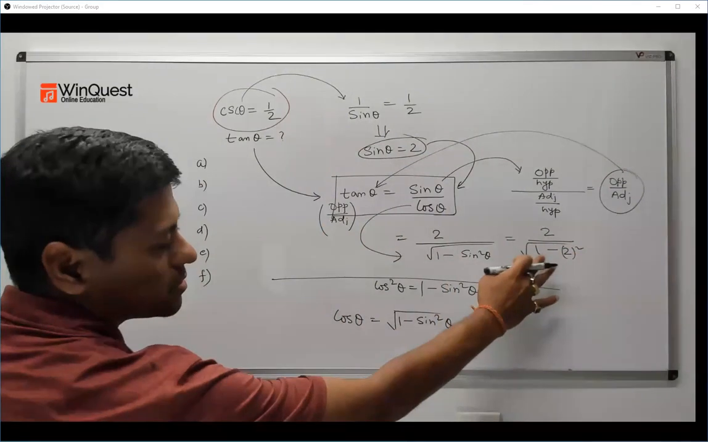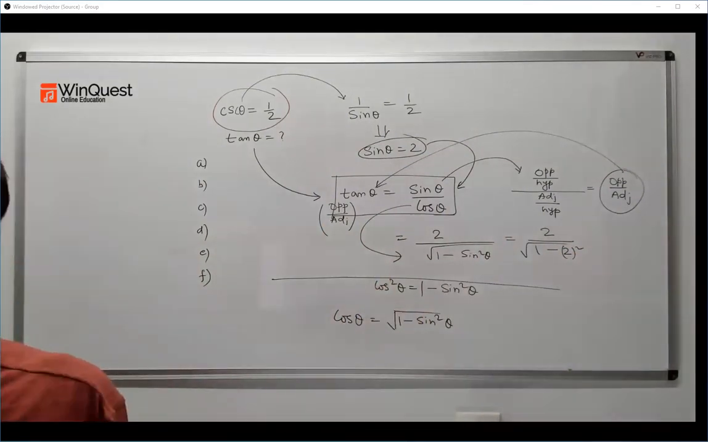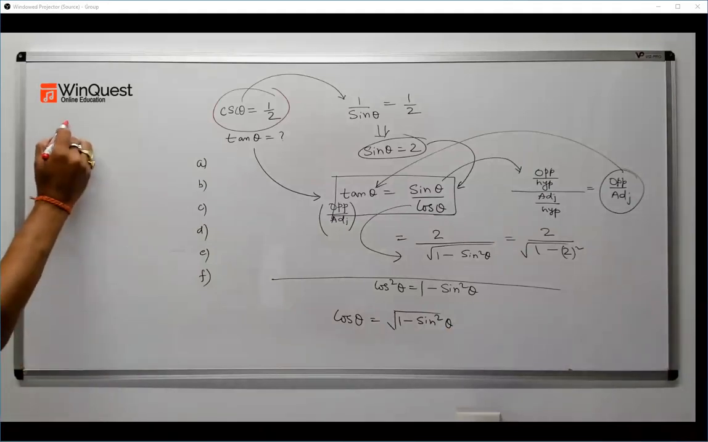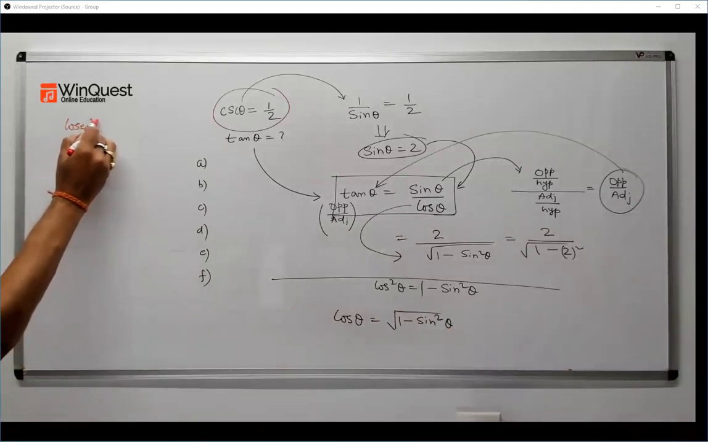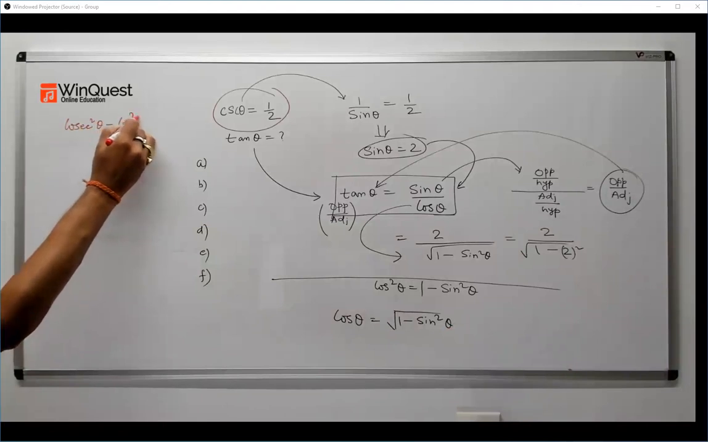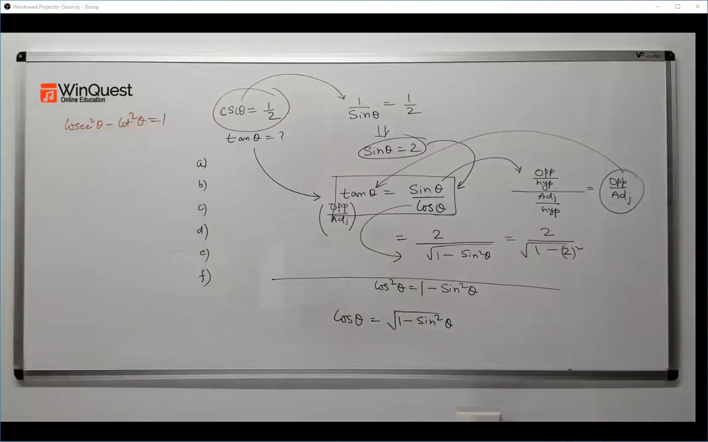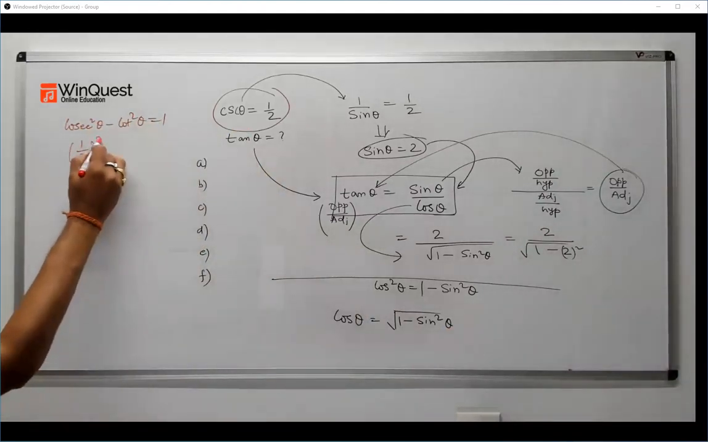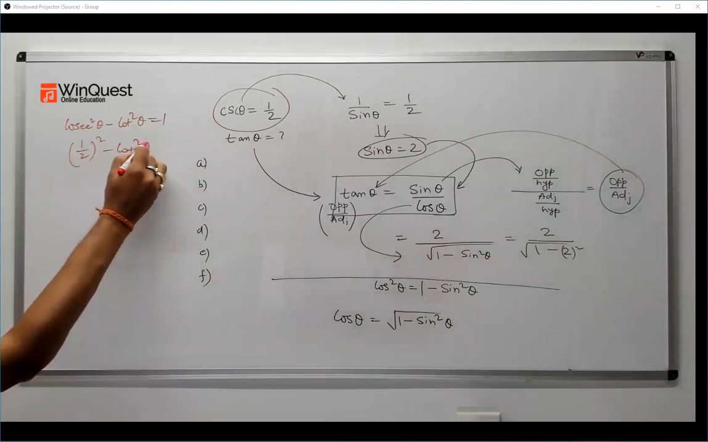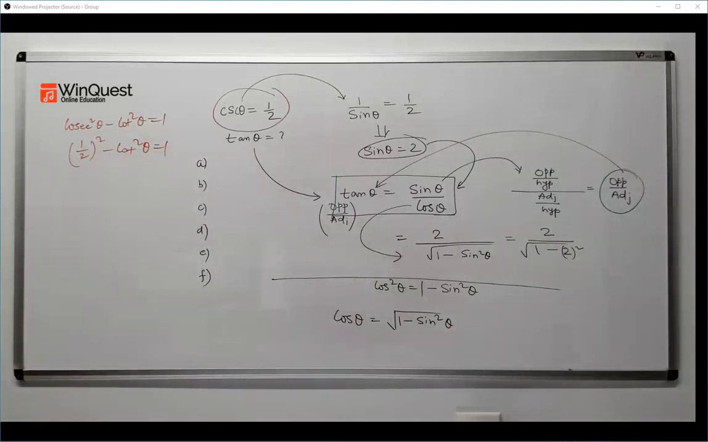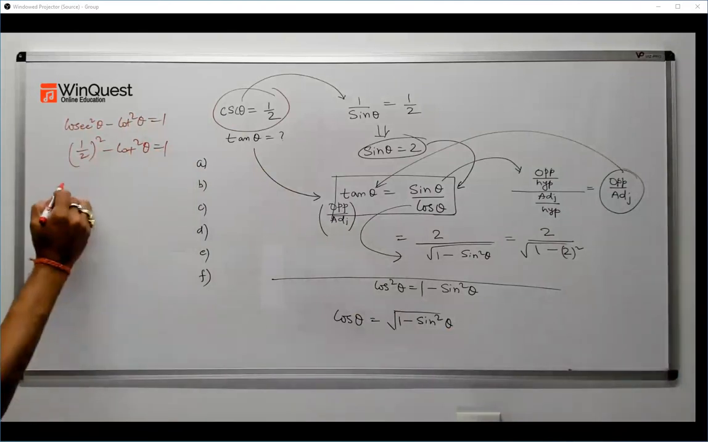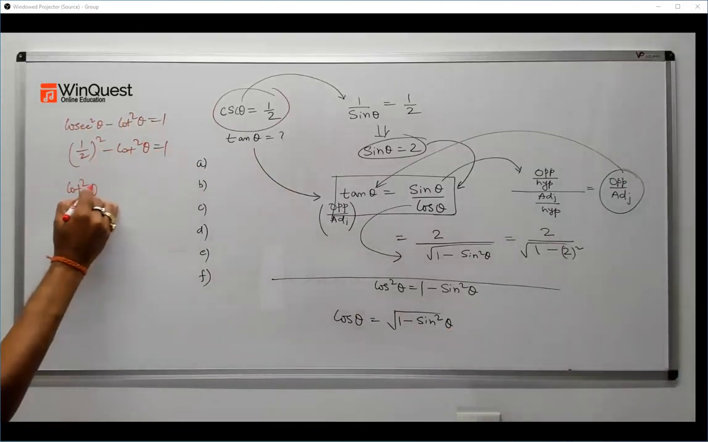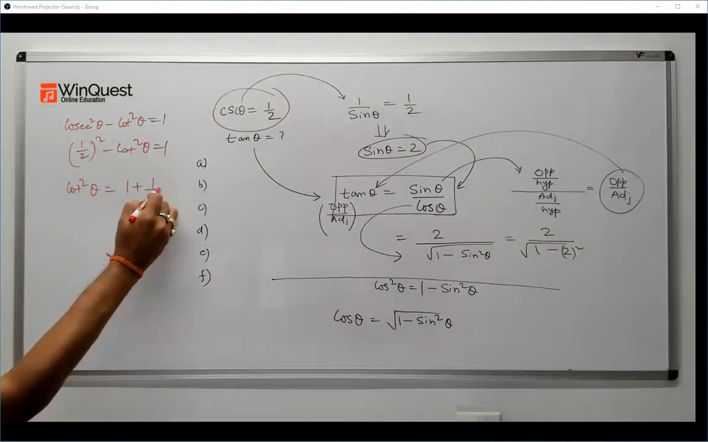Did you all get this? Yes. Another way of thinking: I gave you a formula, cosec square theta minus cot square theta equals 1. Did I give you that? Yes. Cosec you already have as half, so this becomes half square minus cot square theta equals 1. Cot square theta, how many of you say this is going to be 1 plus 1 by 4?